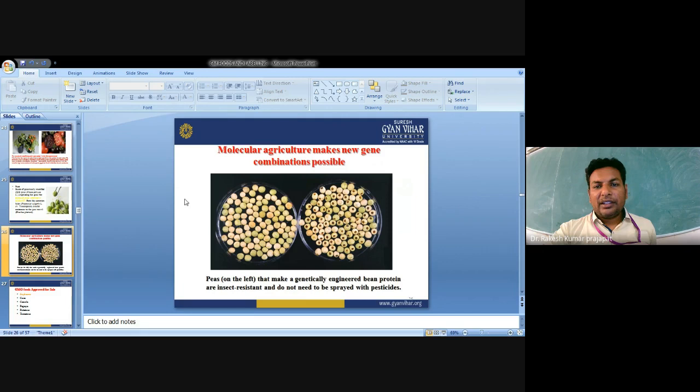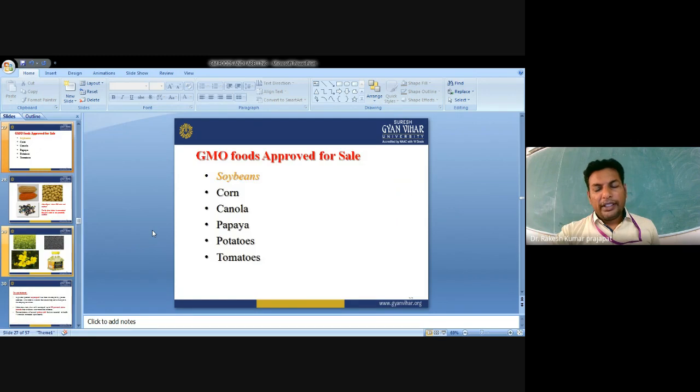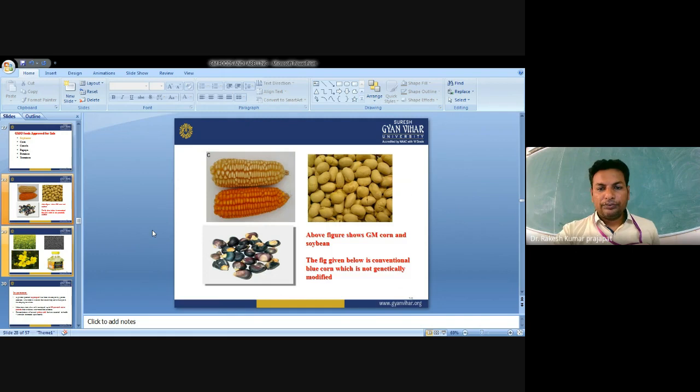Next, molecular agriculture makes new gene combinations possible. A genetically engineered bean protein is insect resistant and does not need to be sprayed with pesticides. The different GM foods approved for sale are soybean, corn, canola, papaya, potato, and tomato, which are already in the market, approved, marketed, and commercialized for consumption.